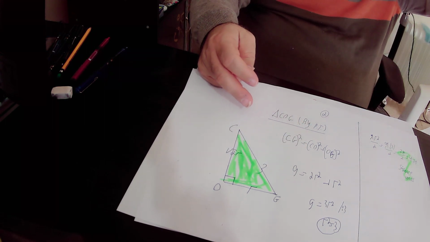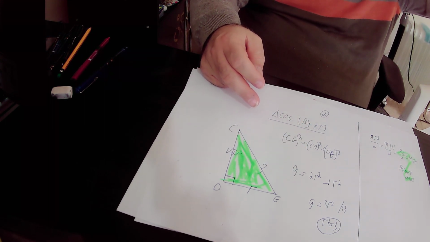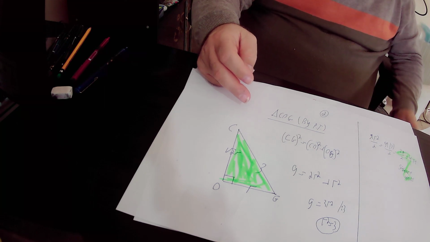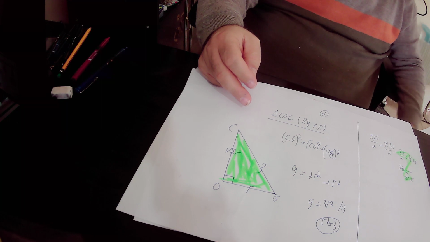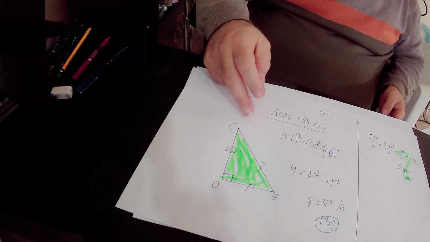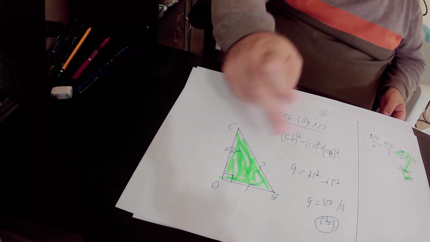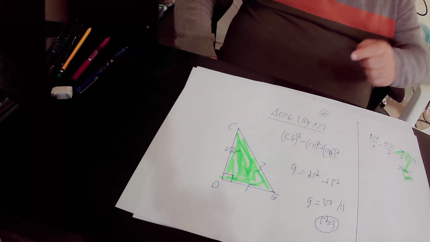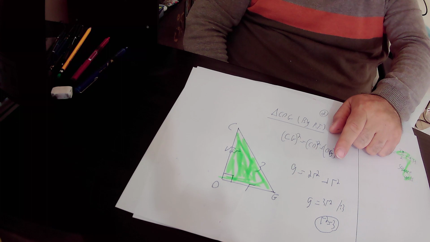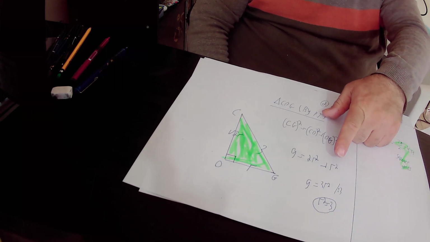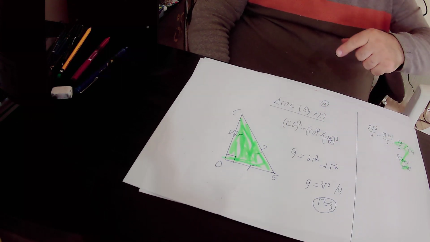CG equals 3, so CG square is 3 squared, that is 9, plus CO square. CO equals square root of 2 times R, so CO square is 2R square, plus GO square. GO equals R, so GO square is R square. So in conclusion, 9 equals 2R square plus R square. 2R square plus R square is 3R square, so 9 equals 3R square.